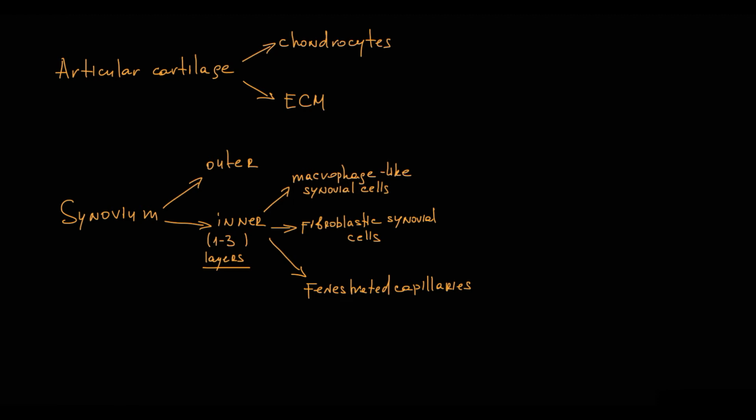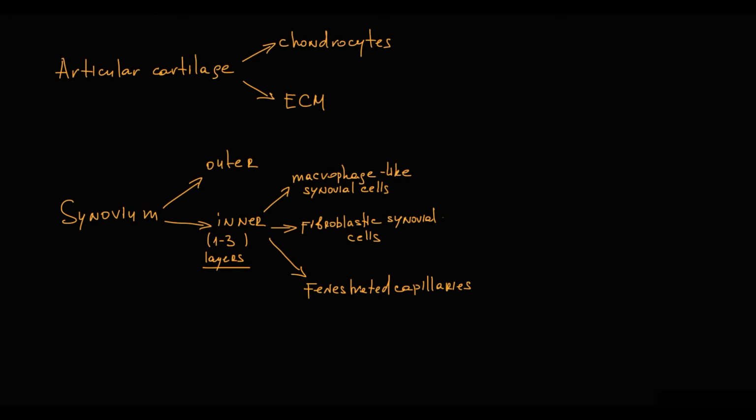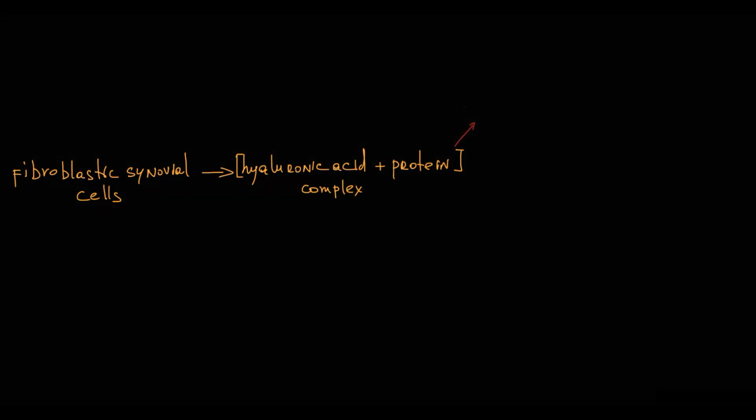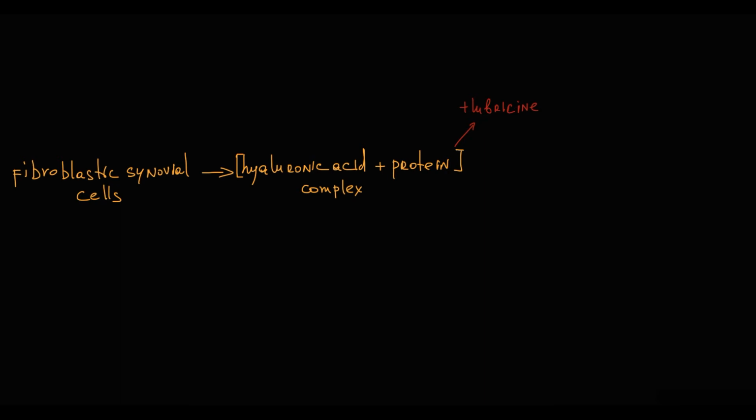In normal condition, the main function of these cells is to produce hyaluronan into joint space, which is basically hyaluronic acid. The mechanism is that fibroblastic synovial cells produce hyaluronic acid that binds to proteins in synovial fluid and forms a hyaluronic acid protein complex. This complex, first of all, together with another molecule called lubricin that is located on the articular cartilage surface, provides lubrication of articular cartilage. Also, this complex determines the viscosity of synovial fluid. The higher the concentration of this complex, the higher the viscosity.